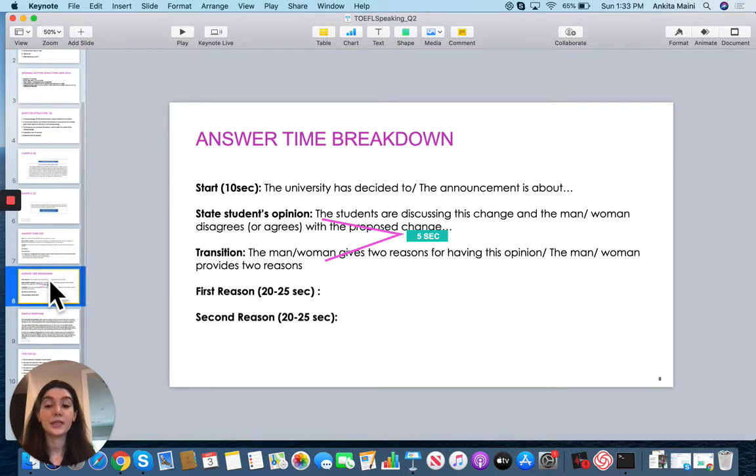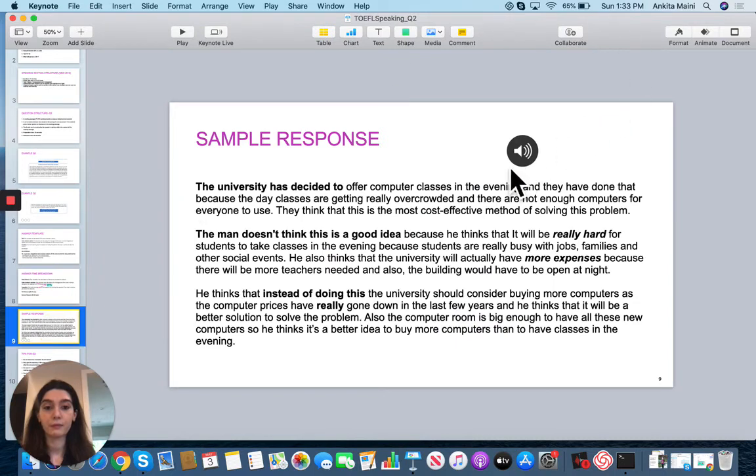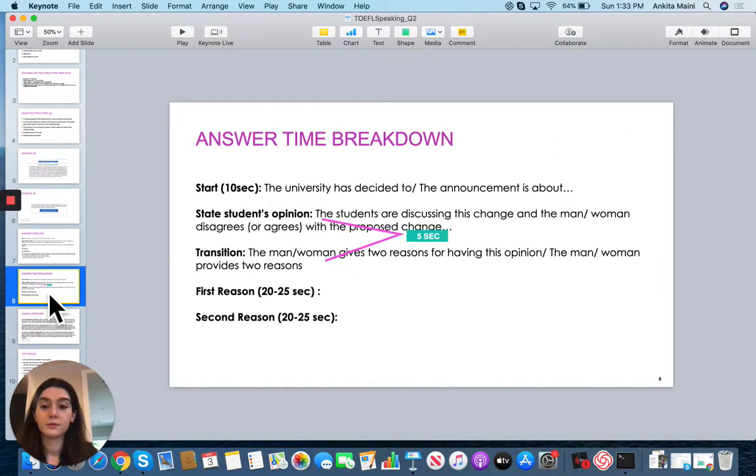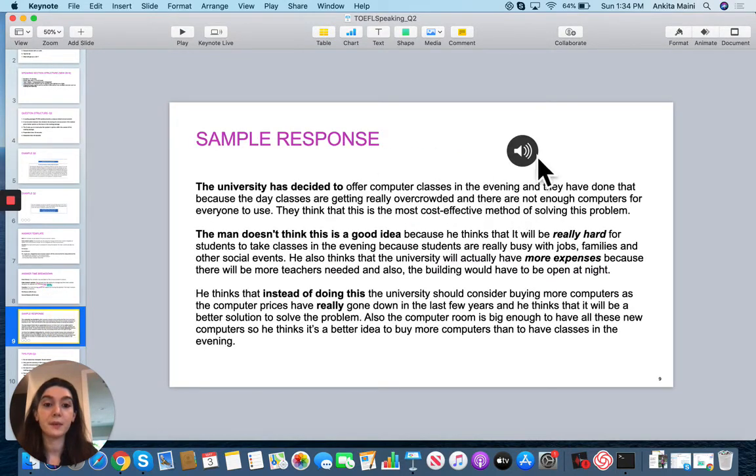Now we're going to listen to my response and see what are some of the things I did in my response that you can do to get a 26. So let's hear my response now. Okay, so now let's listen to my response so that you can see what are some of the things I do and how do I use the template. So let me play that.